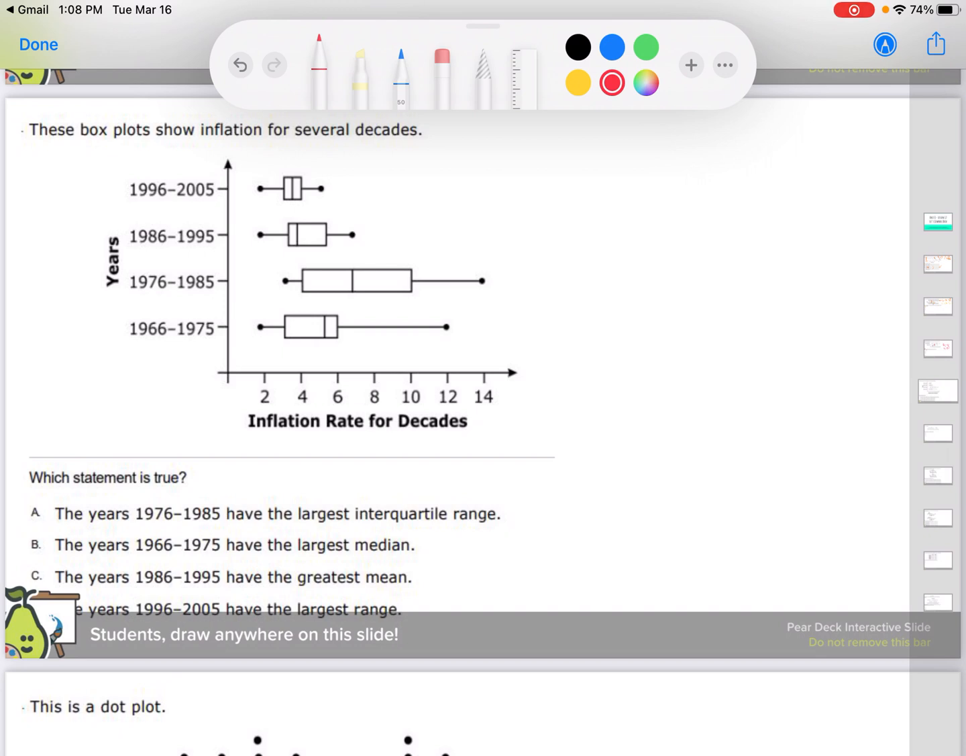Okay, so I'm looking at the interquartile range. It says has the largest interquartile range, so it's going to have the biggest box. So 1976 to 1985. Yes, I would say they have the largest interquartile range. Let's check the median. Remember, the median is going to be that center line. Oops, that's not thin enough.